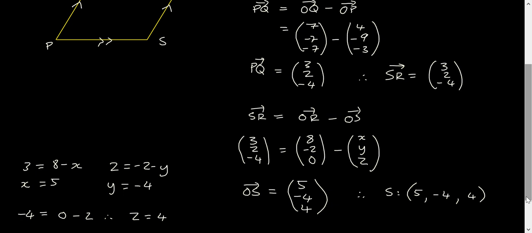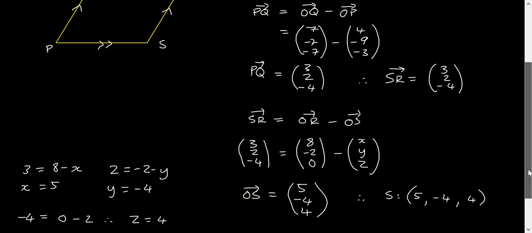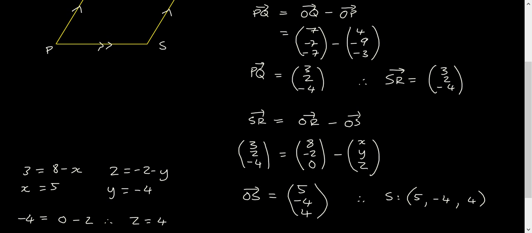So again, just to recap quickly, that was just bringing together the properties of a parallelogram. Using position vectors, using the fact that we had 2 parallel sides of identical length, we could just set up a simple vector equation to work out what our missing point was.